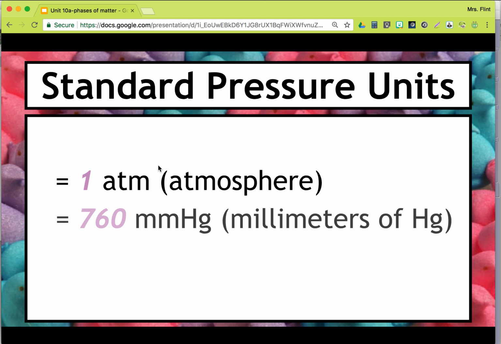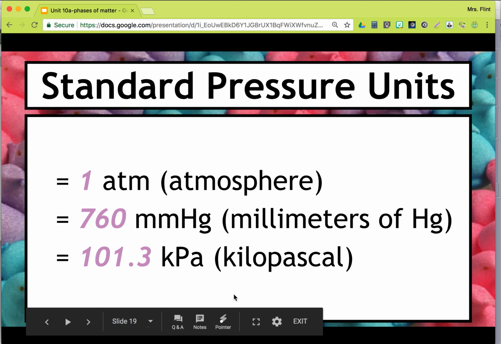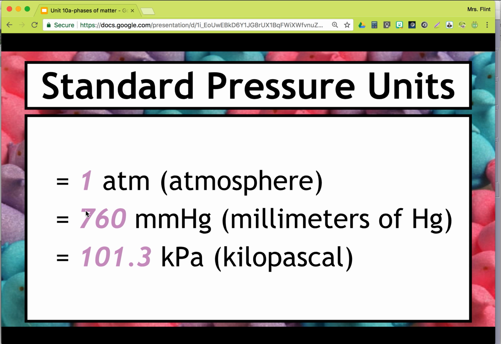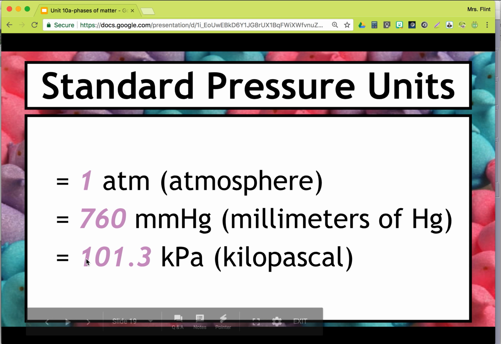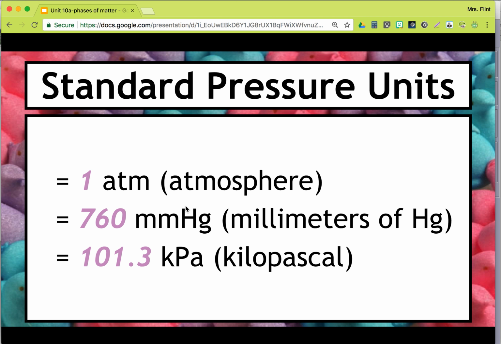1 atmosphere is the same as 760 millimeters of mercury. This is also equal to 101.3 kilopascals. These are all just measurements of pressure. Each of these equals each other. 1 atmosphere equals 760 millimeters of mercury, which equals 101.3 kilopascals. So we're going to use these to do dimensional analysis problems and convert from one thing to the other. These are listed on the back of your periodic table.